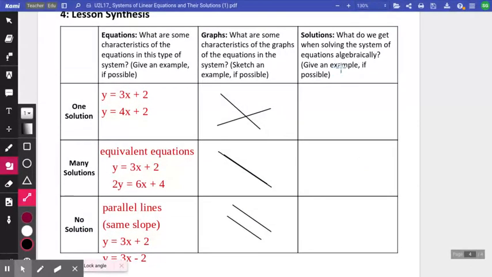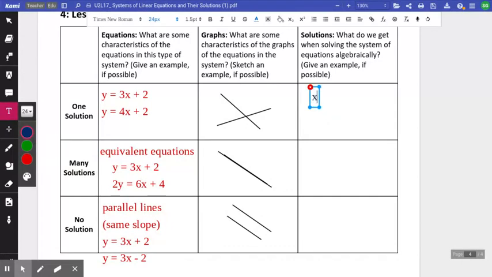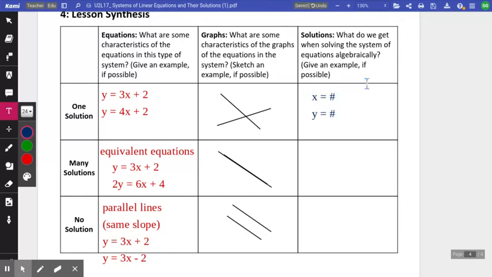For this last part here, the solution, so when you actually go to solve, what does it look like? Well, for this first one, it looks like you getting a solution. If you were to solve, you've got x equals a number and y equals a number. It looks like if you're solving algebraically, you are actually able to isolate the variable. You're able to get x equal to a number and y equal to a number.